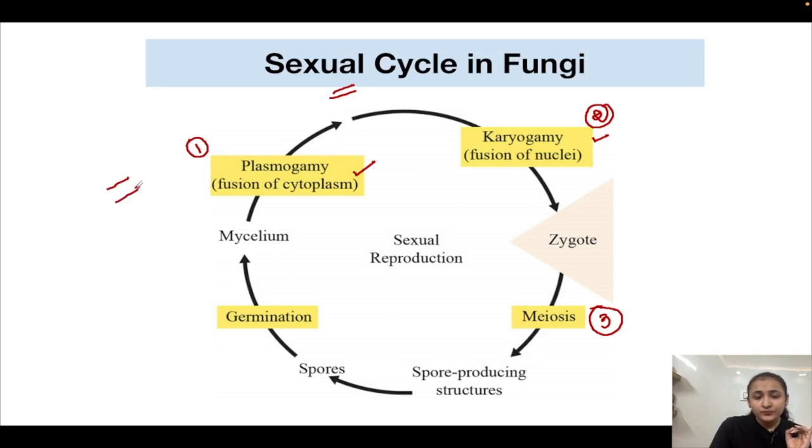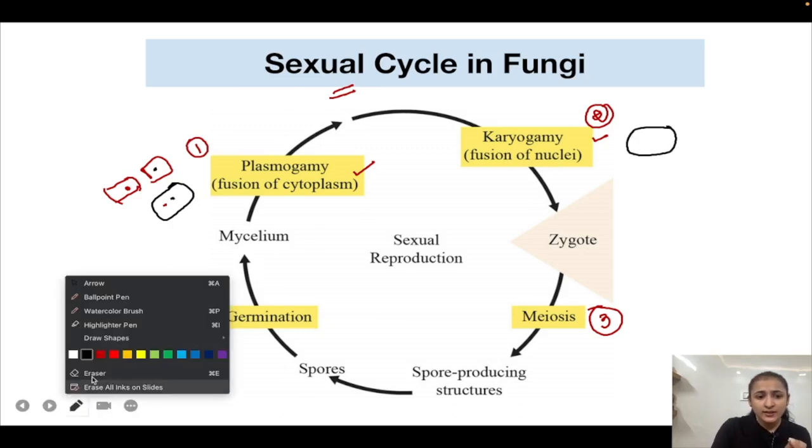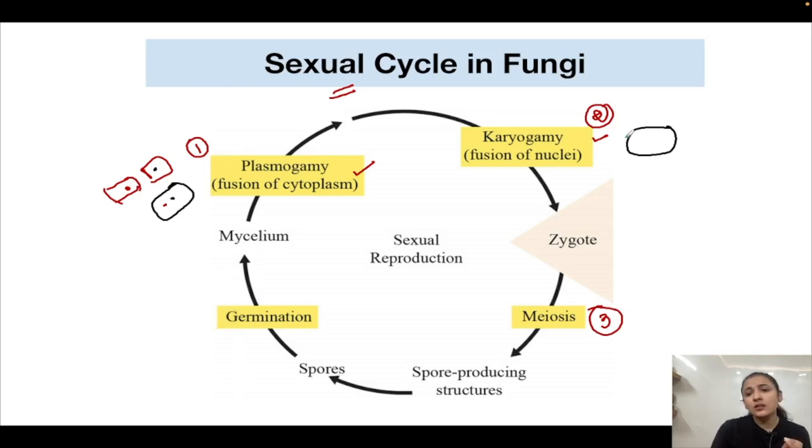So for example, these are the two cells that are going to fuse with each other. This is cell number one and this is cell number two. When their cytoplasm fuses together, they will exist together in a single cell like this. Then their nuclei will fuse. When their nuclei fuse, they will form a diploid nucleus, because both of these were haploid. When they fuse, they form a diploid nucleus, and this structure is known as a zygote.